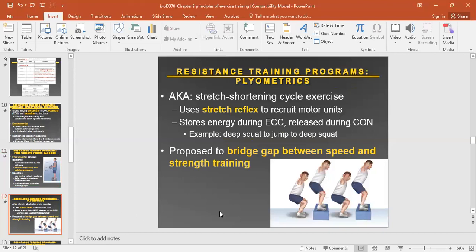So what happens is, between the ECC, the eccentric phase, think the lengthening phase, you build up and store energy by stretching the muscle. Then in transition from eccentric to concentric, the stored energy, the energy is stored.